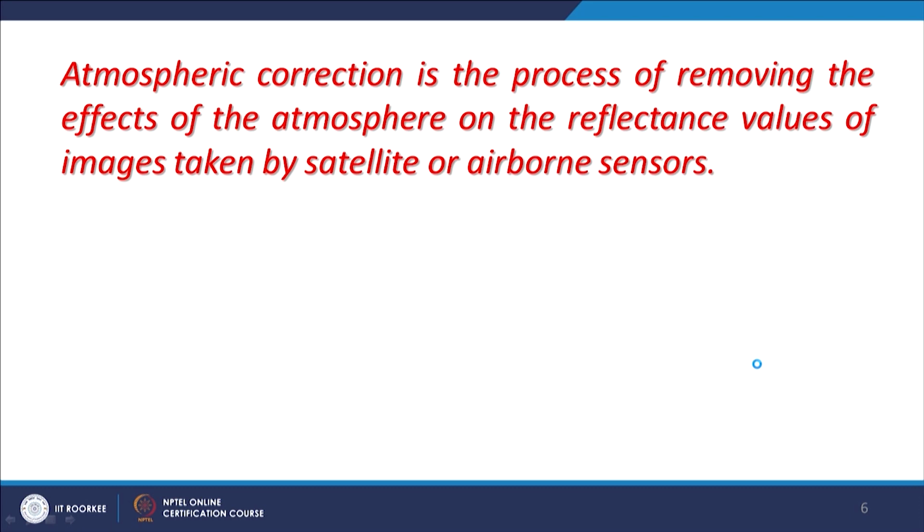So, what is that process? Atmospheric correction is the process of removing the effects of the atmosphere on the reflectance values of images taken by satellite or airborne sensor. Here it has been mentioned the reflectance value. These values can also be emittance values. So atmospheric correction is the process of removing the effects of the atmosphere, and as I have already said, because of complications within the atmosphere about the radiation, this is really challenging.